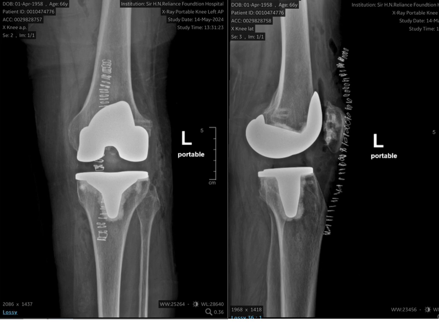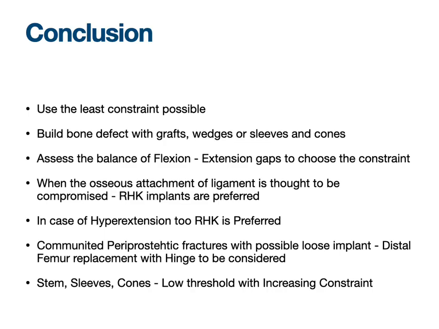But as I said, different people may have different thought processes. Someone who chose to do a proper revision with a hinged or a better constrained implant would not be wrong either. To conclude, one should use the least constraint possible, build the bone defect with graft, wedges, sleeves, or cones, and assess both the flexion and extension gap to choose the right constraint. When the osseous attachment of the ligament is thought to be compromised, an RHK implant is preferred. Similarly, in cases of hyperextension too, an RHK is preferred.